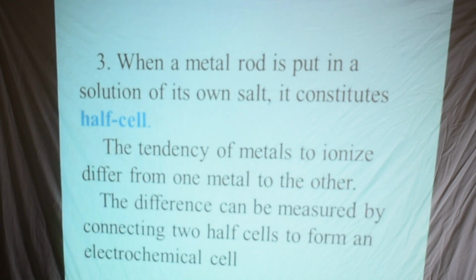The difference can be measured by connecting two half cells to form an electrochemical cell. So basically, if we have two half cells, we connect them. How do we connect that? We are going to see in our next lesson. But today, that marks the end of our lesson.